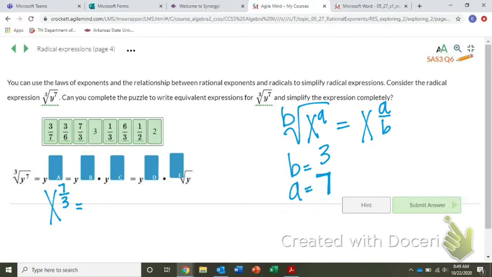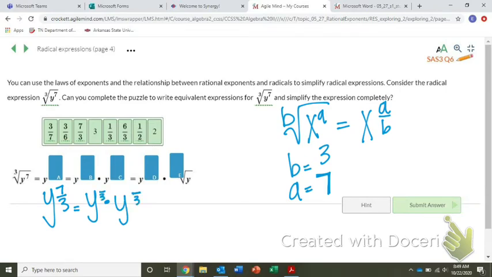This should not be an x. This should be a y. Sorry. We want to split it up. By looking at your answer choices, we know that the denominator has to be a 3.